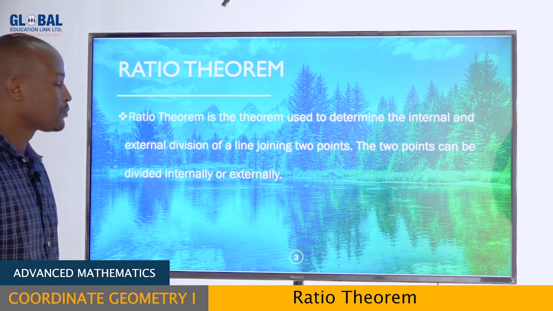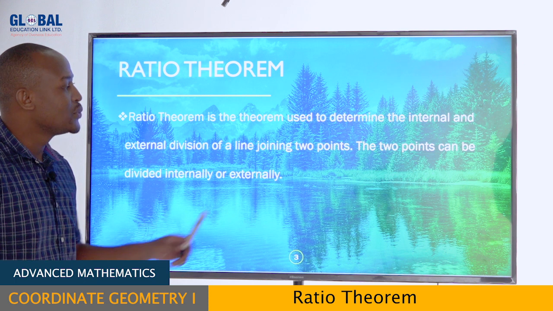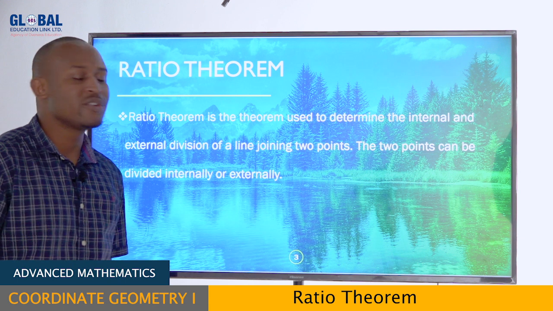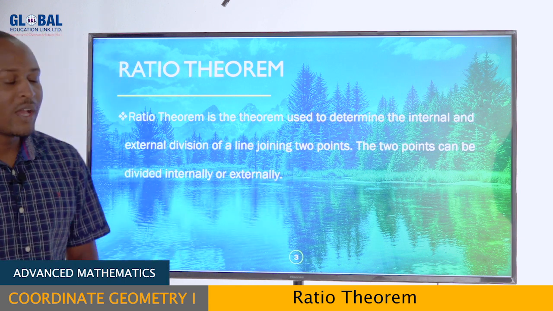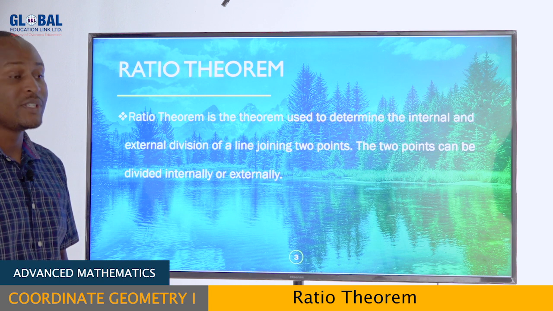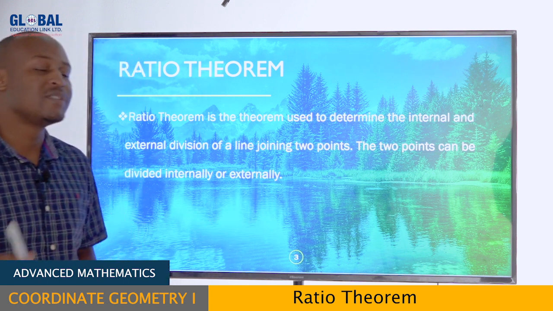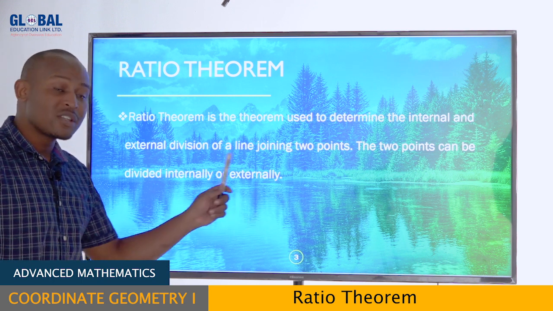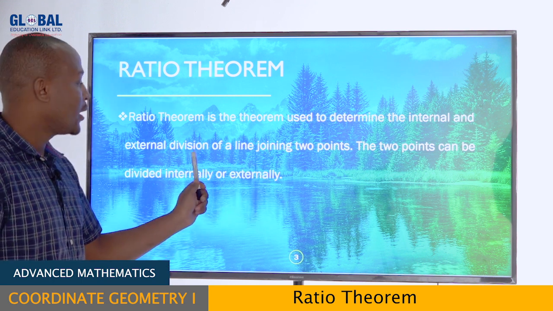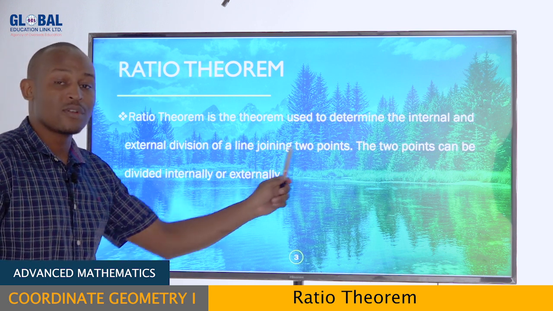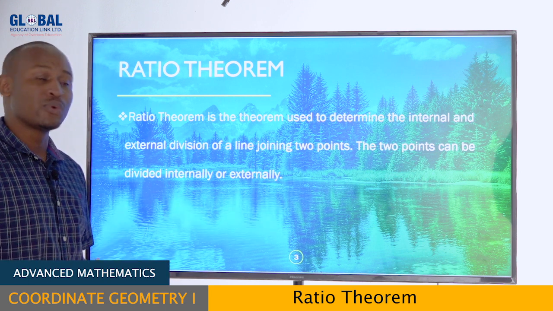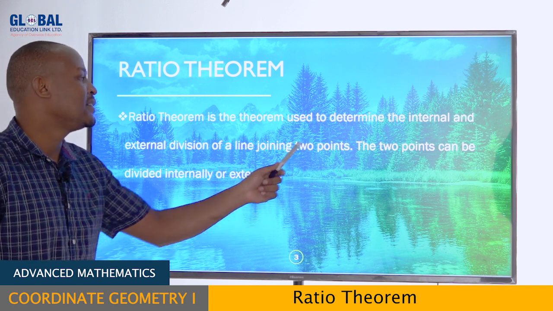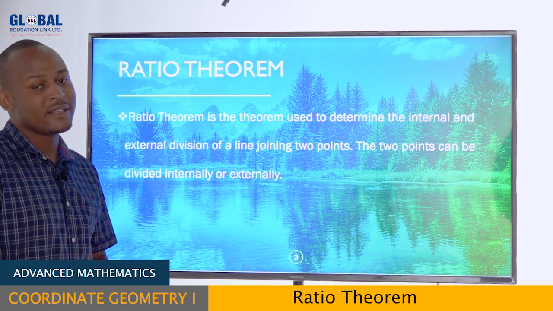Ratio theorem. Ratio theorem is a theorem used to determine the internal and external division of a line joining 2 points. As we know, a line is formed when 2 points are joined together. Let's say you have a point A and a point B, and they are joined by a straight line, and it is known as a line. So we are trying to find a point that can divide the units of those two lines into two parts, either internally or externally. And then we shall see how a line can be divided externally and how a line can be divided internally.